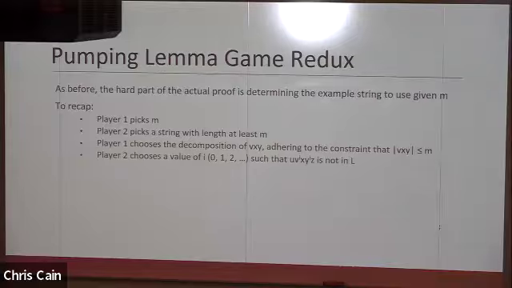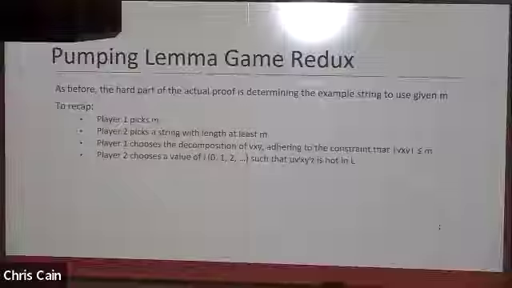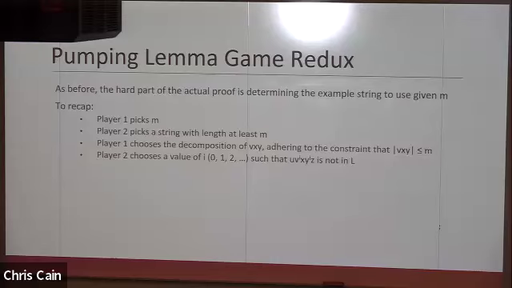Player 2 then chooses the value of i once player 1 has chosen that decomposition, such that UV to the i, XY to the i, Z is not in the original language. And so the goal of the game, once again, is to prove that player 2 can always win the game, or that player 1 can never win the game. Not an iteration of this where player 2 beats player 1. It's that player 1 was doomed from the start.